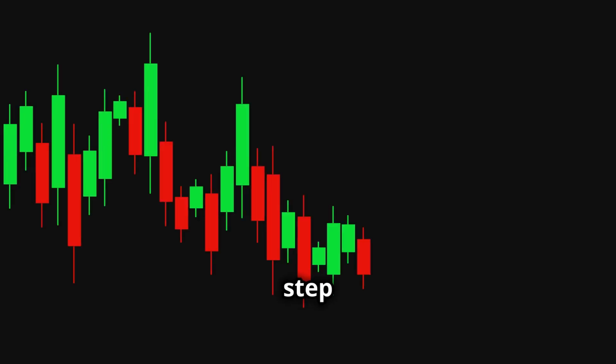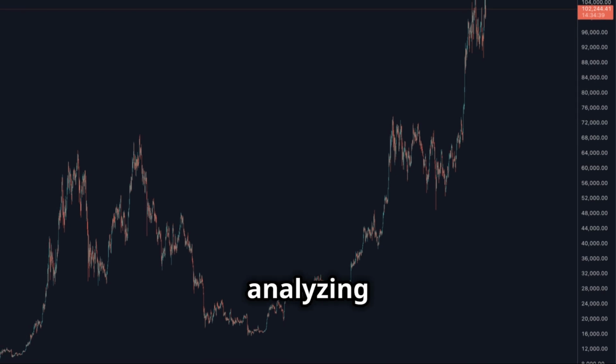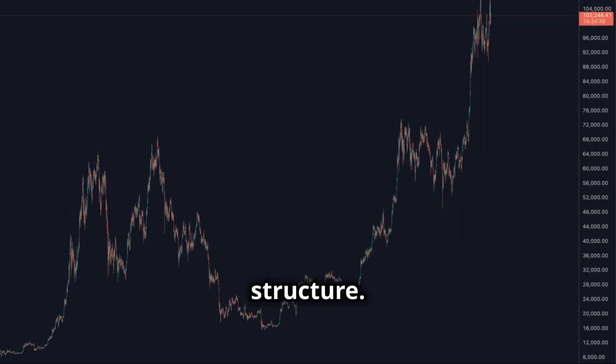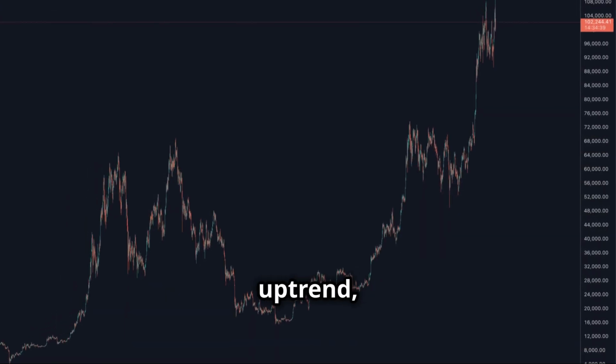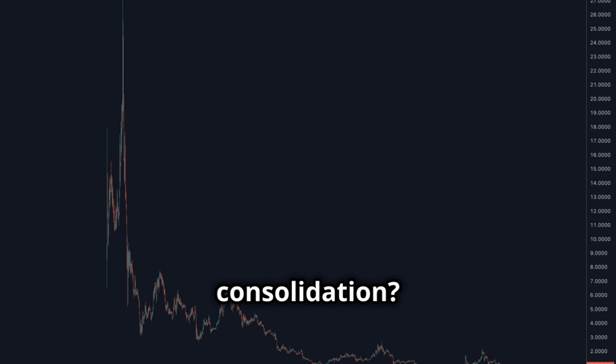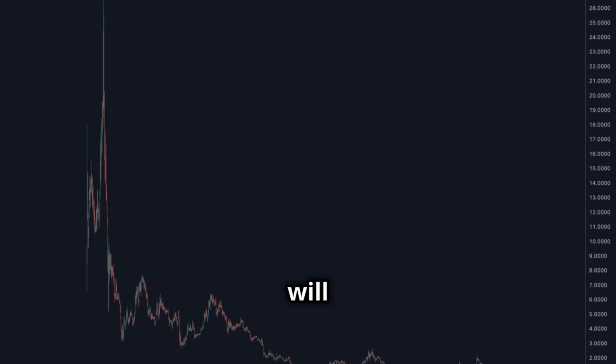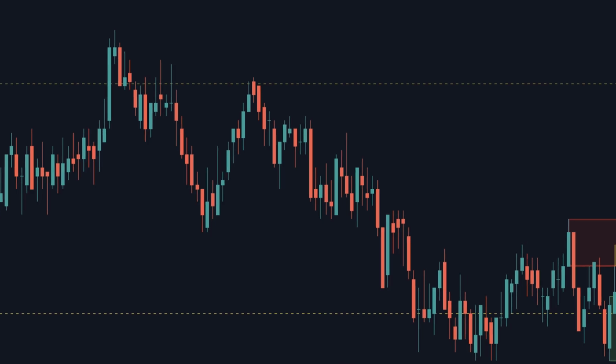The first step in any setup is analyzing market structure. Are we in an uptrend, downtrend, or consolidation? This will guide your strategy.